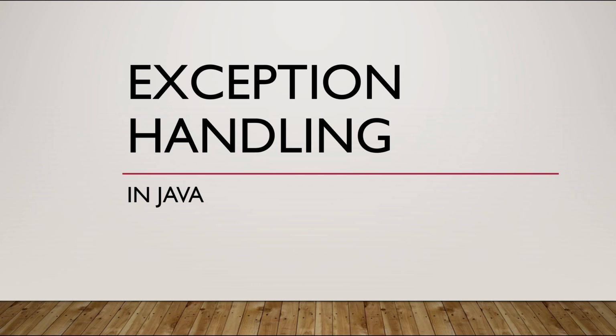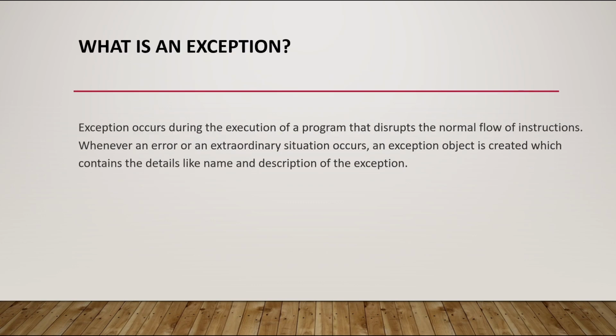What is exception handling? You can say that it is an error that occurs during the execution of the program which will interrupt the normal flow of program. When an error or an interruption occurs, an exception object is created which contains the details about the exception like name and its description.